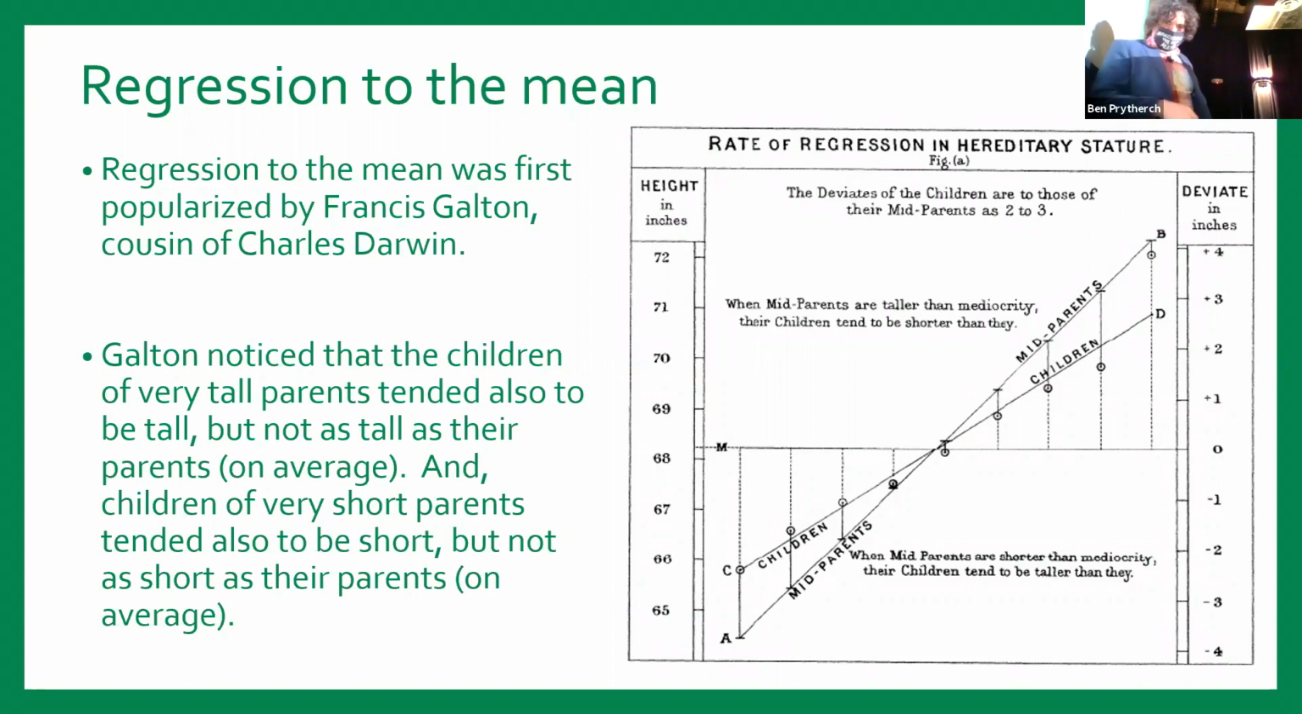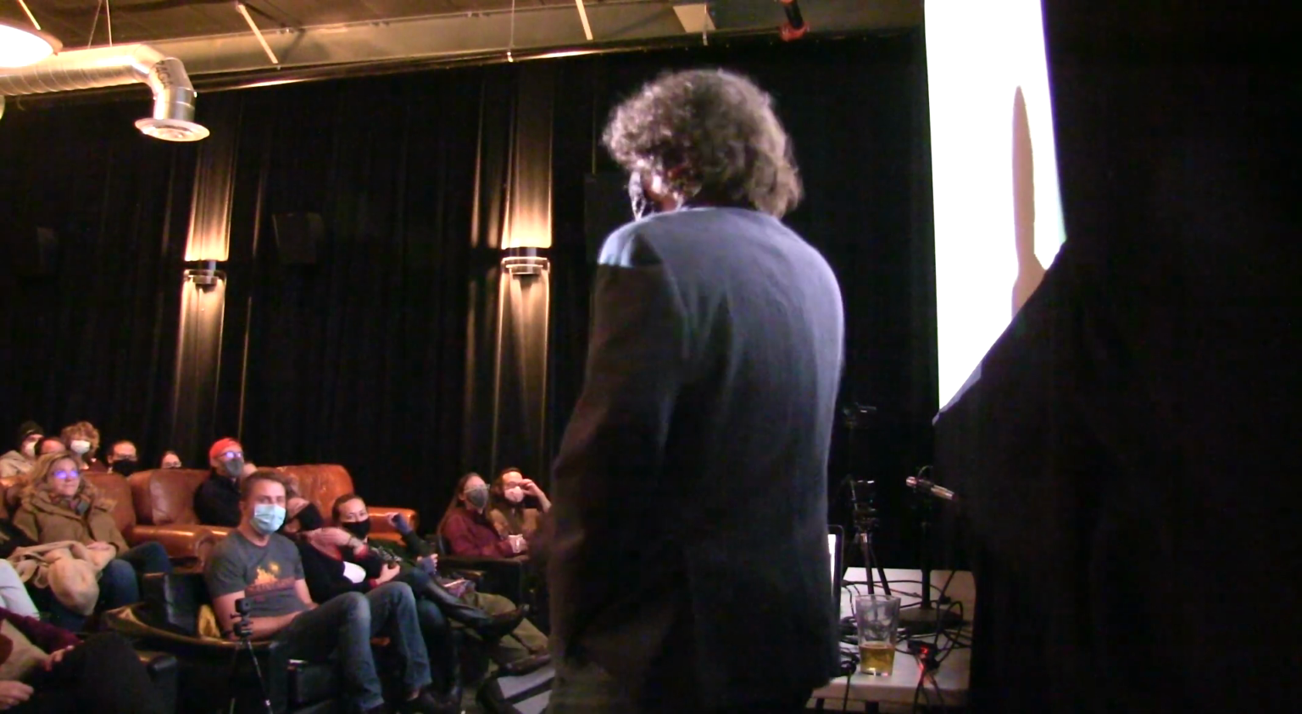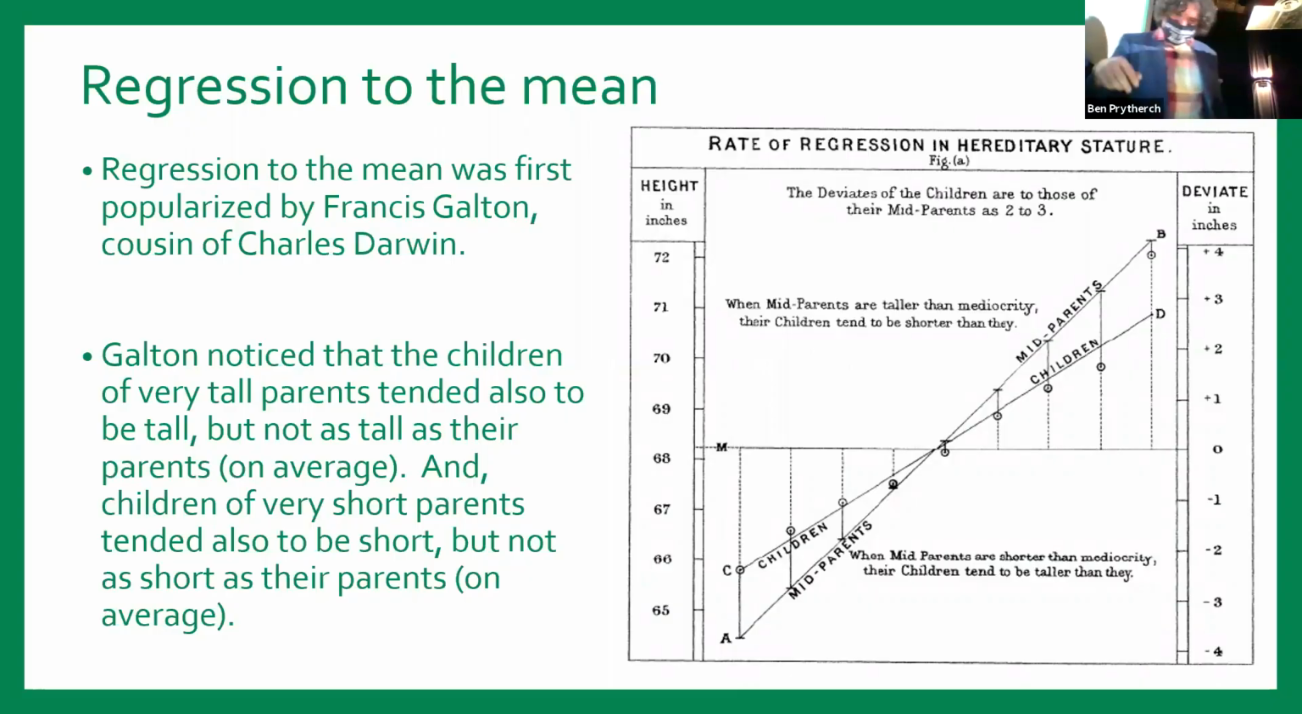Okay, when mid-parents are taller than mediocrity, children tend to be shorter than they. So mediocrity used to actually mean the middle. It didn't used to be a pejorative to mean the middle. And then when mid-parents are shorter than mediocrity, their children tend to be taller than they.